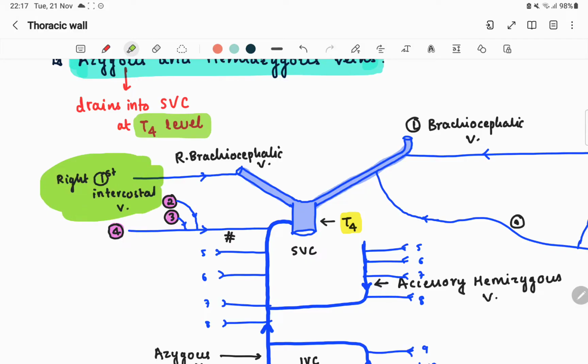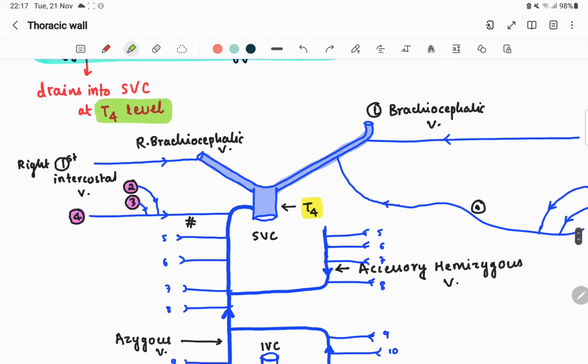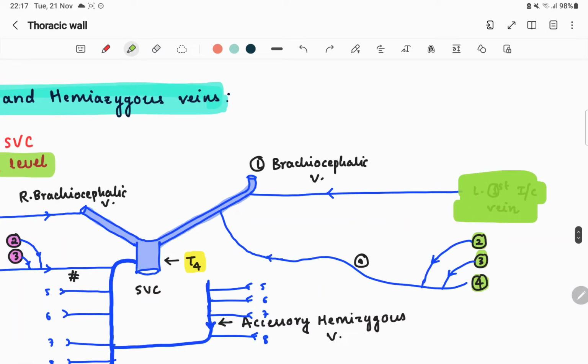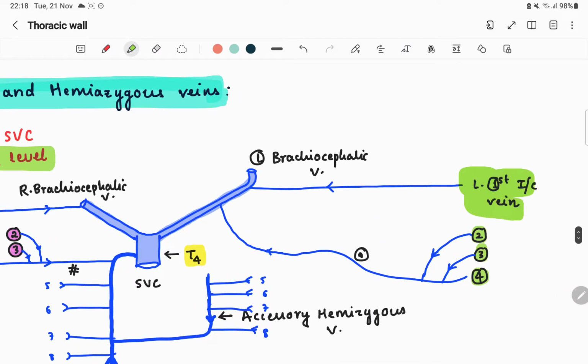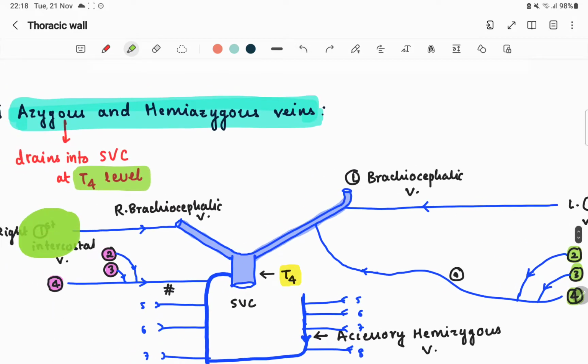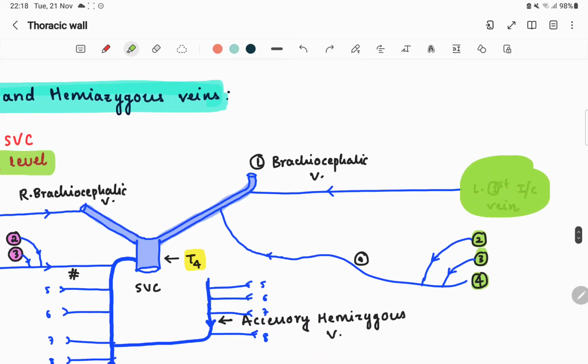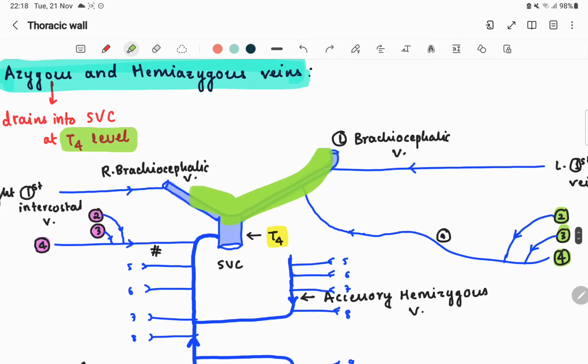From the right first intercostal space, your right first intercostal vein is coming, which is draining into your right brachiocephalic vein. And this right brachiocephalic vein is converging into the superior vena cava. On the left side we have our left first intercostal vein, which drains the first intercostal space of the left side into the left brachiocephalic vein.